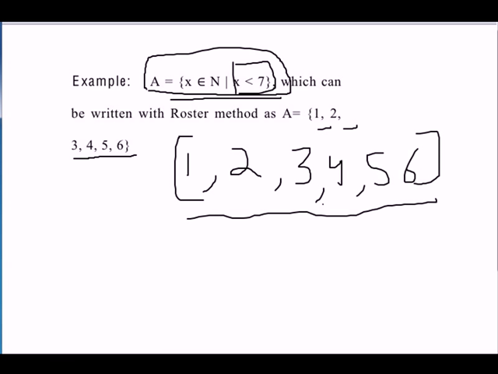Now the difference is when the members of set A are clear cut, you can define all the members, but if the relationship is more complex or the numbers are larger, then you normally use the set builder method for representing a set.